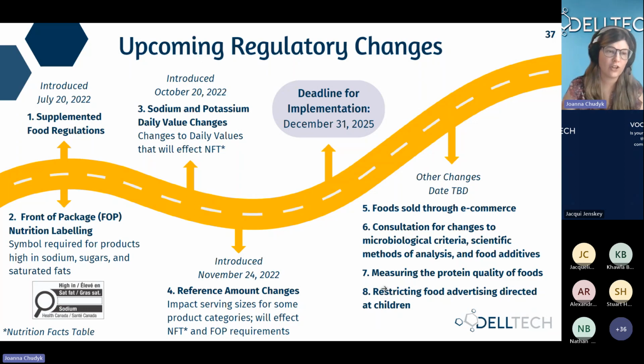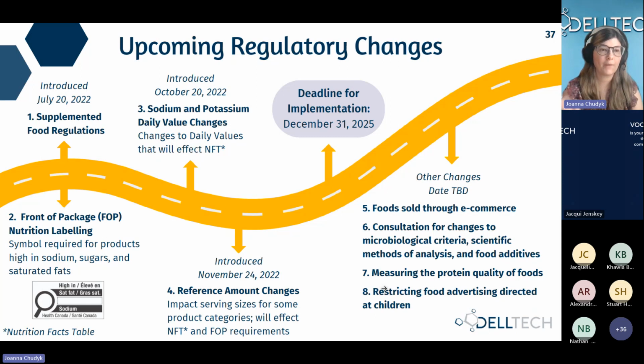And this symbol should appear on your product's primary display panel if you meet the specific thresholds that exist for sodium, sugars, and saturated fats. And the intent of this symbol on your product is to be more transparent with consumers when they're looking at your product on the shelves. They can easily identify those products that may be less healthy for them to consume. And that deadline is coming December 31st, 2025.